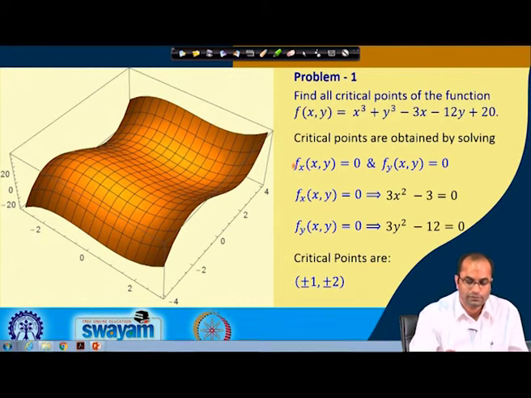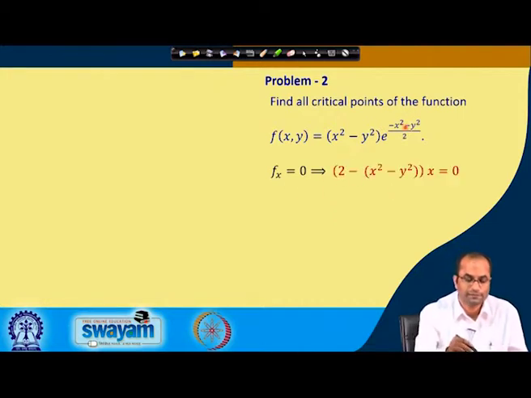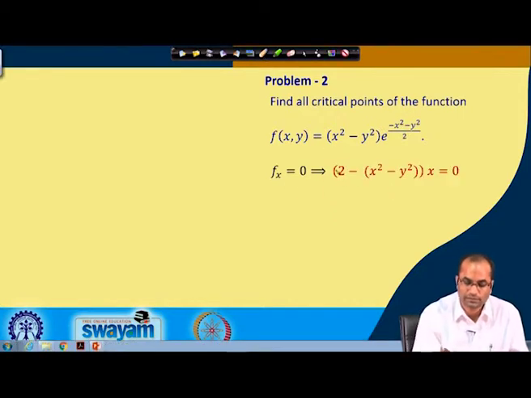So, now moving to the next problem. Here again we will find all the critical points of this function f(x, y) = (x² − y²) e^(−(x² + y²)/2). So, again proceeding with f_x = 0. So, we will get what is f_x in this case. So, we are differentiating this.